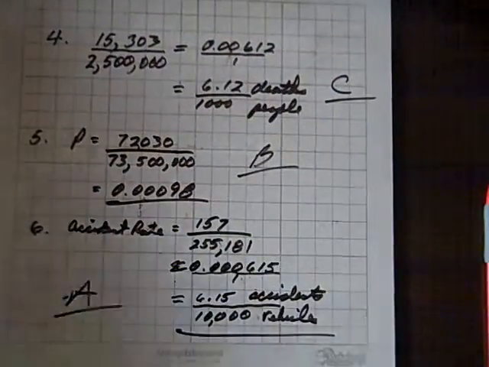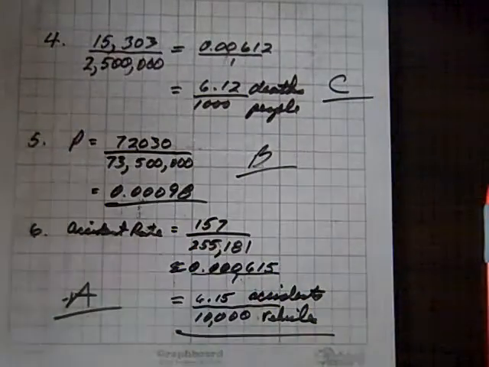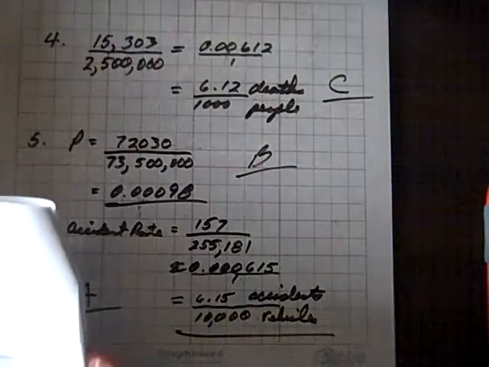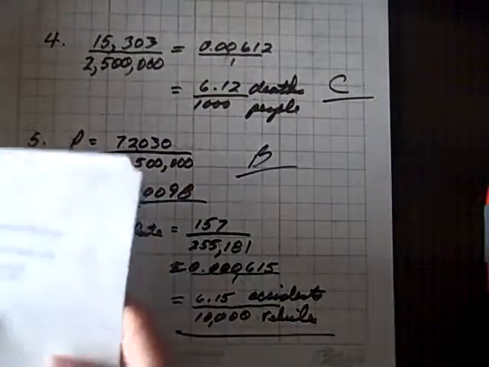Now for 4, we are told, in the year 2000, a U.S. city with a population of 2.5 million reported 15,303 deaths. What was the death rate per 1,000 people?